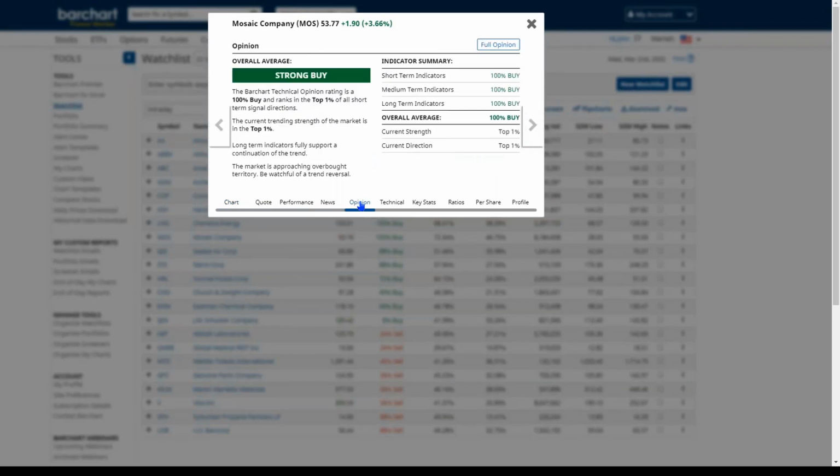So what is my opinion? Top 1%, trending really strong, right? A lot of positive momentum. Caveat, maybe overbought, right? So maybe I'm going to look for a pullback to re-engage my very strong trends.